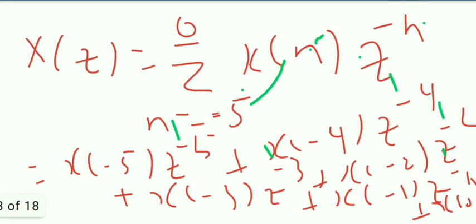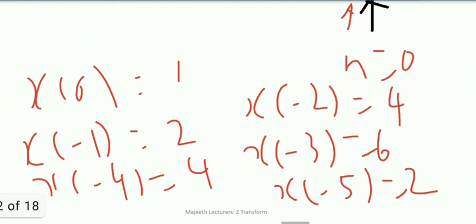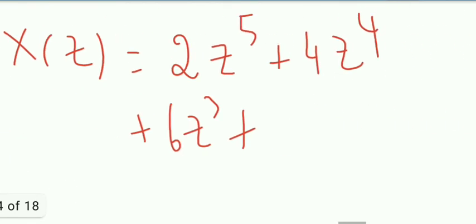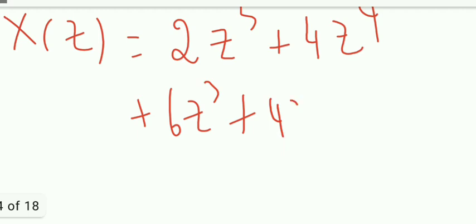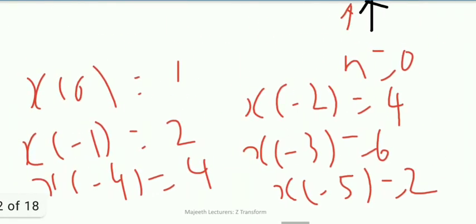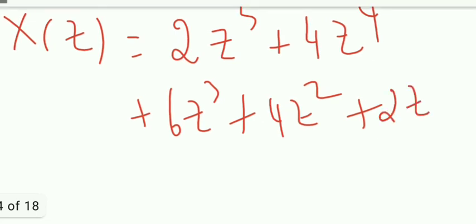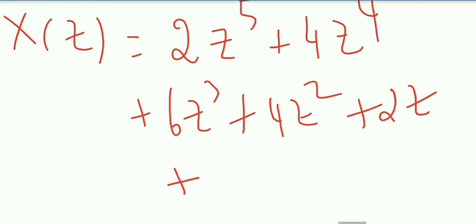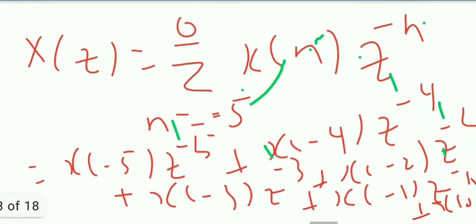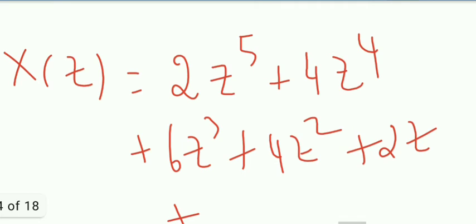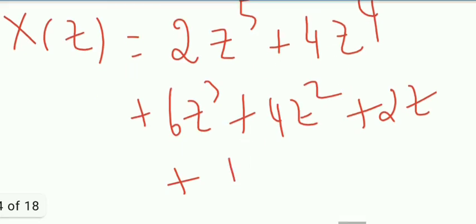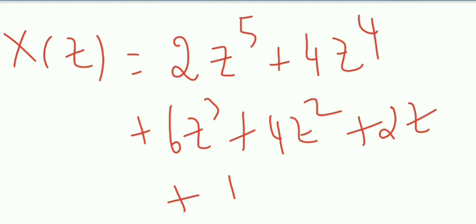x of minus 2 is 4, so 4 into z power 2. Then x of minus 1 is 2, so plus 2 into z power 1, plus x of 0 z power 0. x of 0 is 1. So this is what my x of z is.